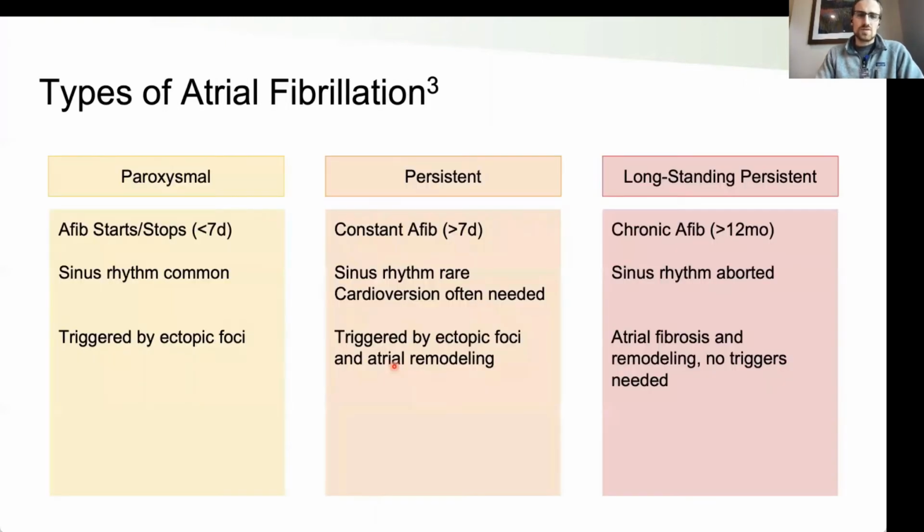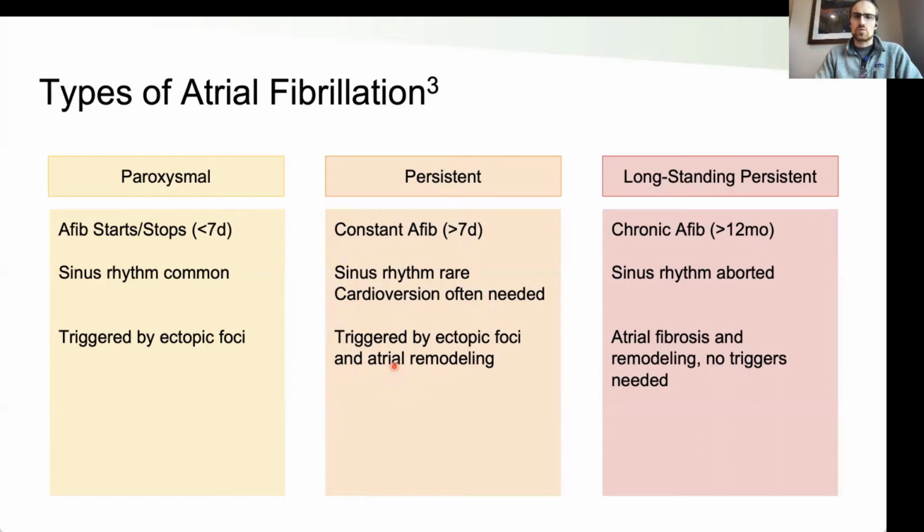So there's several different types. These definitions are pulled from a recent New England Journal of Medicine article that was just published this year in 2021. Paroxysmal, persistent, and long-standing persistent. They're a little bit on a spectrum, but you don't have to necessarily move through each of these steps.